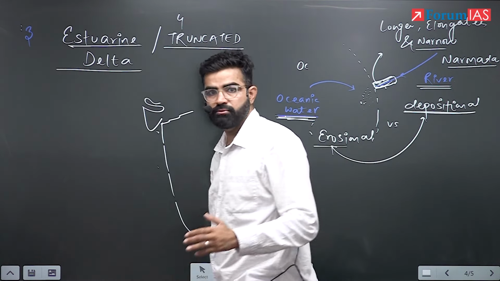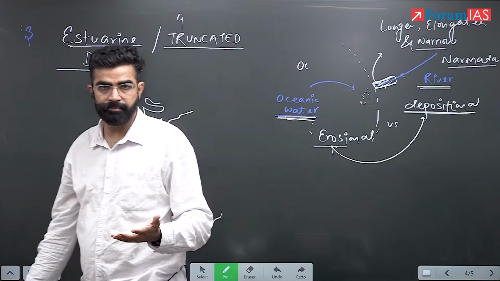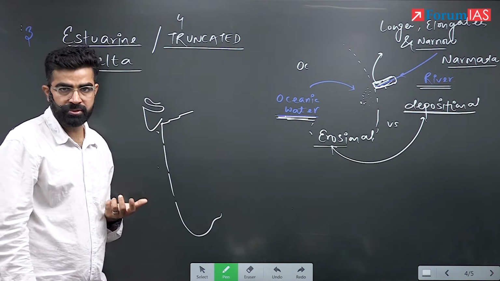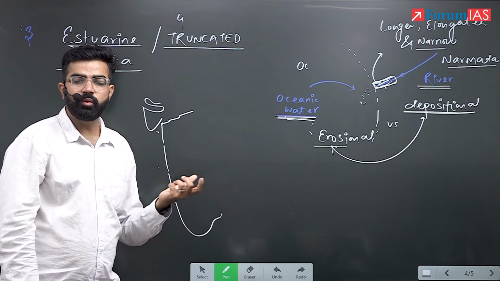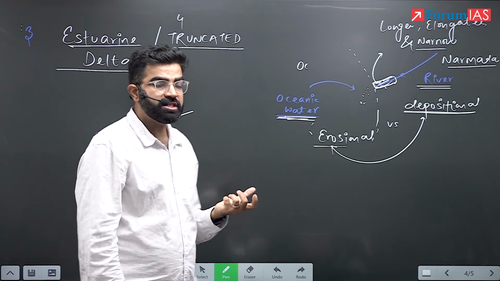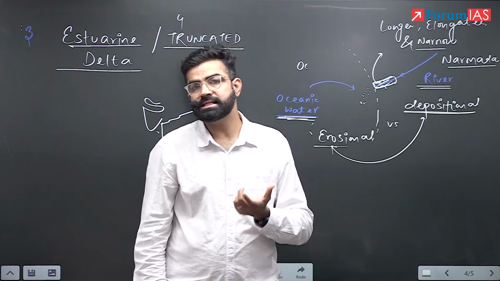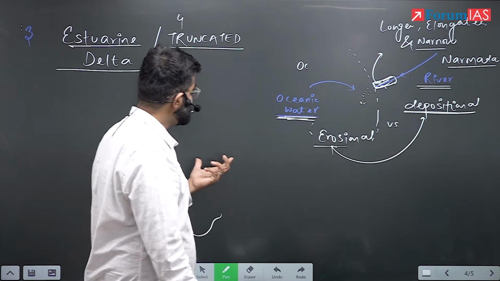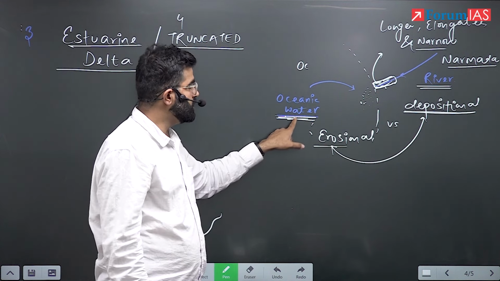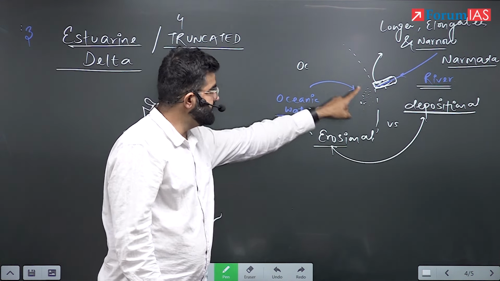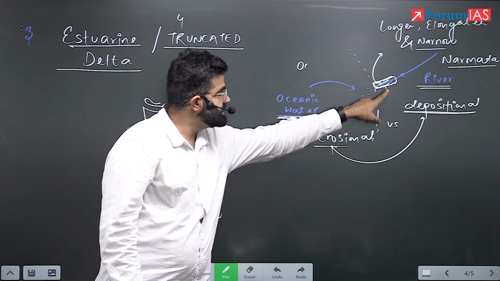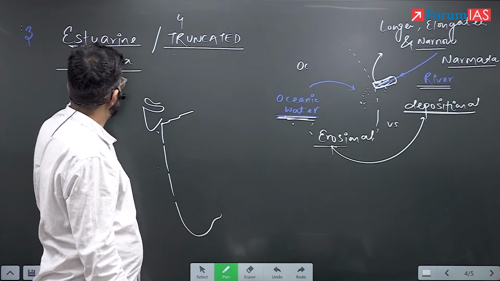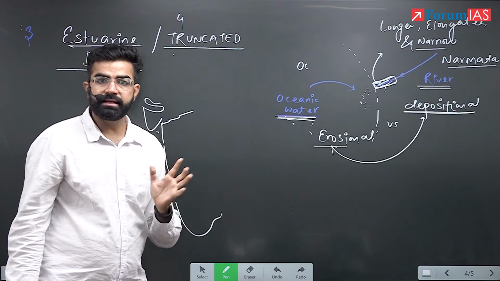Why? Because it is being formed in the regions of estuary. Okay. Now, what is the concept of truncated delta? Truncated means it is the delta which is often dissected or disturbed by the oceanic water or by the sea water. Now you can see clearly here what the oceanic water is doing. It is continuously dissecting, eroding this delta. Yes or no? Yes. And therefore I said more or less Estuarine delta and the truncated delta are the same.